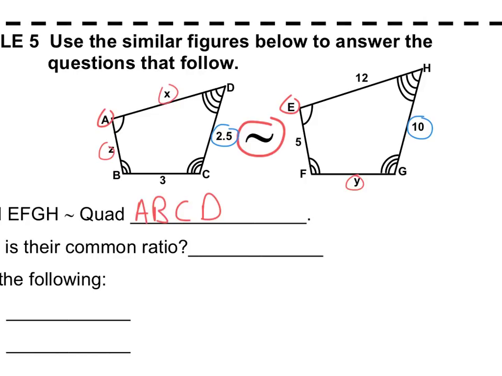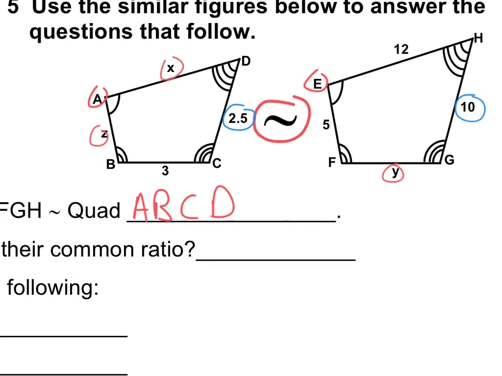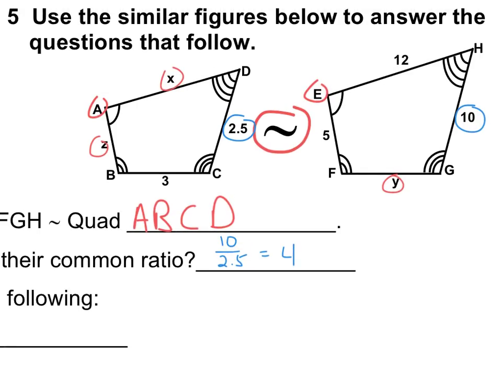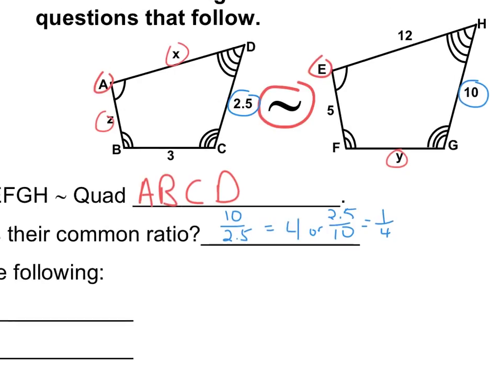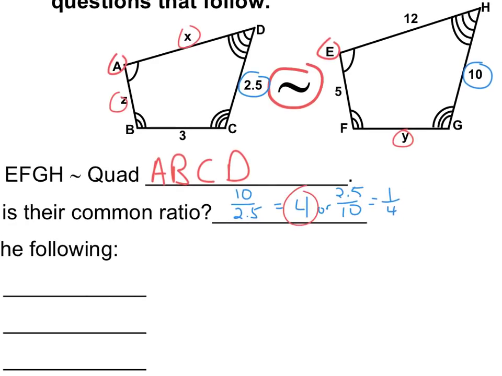Now I'm going to go big over small this time, and that gives me 10 over 2.5. Now you can do 2.5 over 10, just make sure you're consistent and use that every time. Well, if I simplify that, we have a common ratio of 4. Now if you did it the other way, it'd be 2.5 over 10, or 1/4. Just kind of like on the first page, it's a reciprocal. So I'm going to stick with the 4, and that's what I'm going to use.